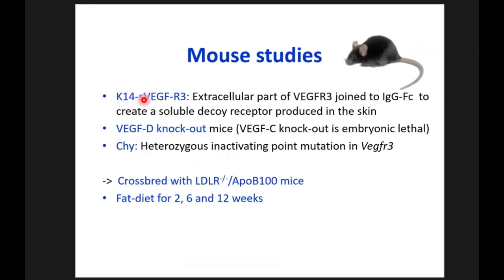One is the K14 promoter-driven soluble VEGF receptor 3 decoy. K14 is expressed in keratinocytes, so this mouse produces decoy VEGF receptor 3 in the skin. Then we have the VEGF-D knockout mouse. We can't have a VEGF-C knockout because that's embryonic lethal. And then we have this Chy mouse that was also presented in Veronica's presentation. All these have been crossbred with LDL receptor ApoB100-only mice, which I think is the best background for the atherosclerosis studies because its lipoprotein profile is more like human.